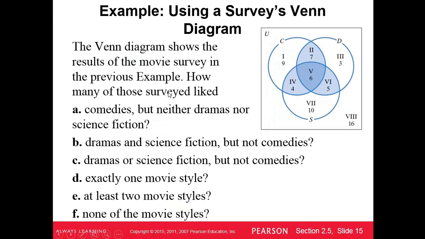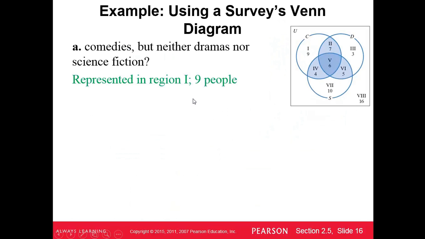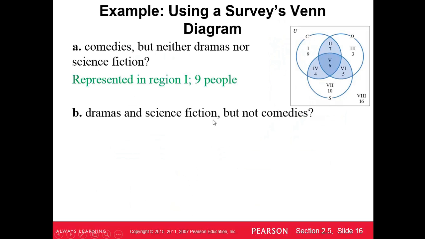Now we can go through and answer our questions. So how many liked comedies, but neither drama nor science fiction? Well, that's the 9. How many like dramas and science fiction, but not comedies? Okay, so that means dramas and science fiction, but not comedies. So no comedy are included. How many are we looking at there? Well, right here, 5. Because you can't include these 6 because they also like comedies. So we're only looking for where these 2 overlap.